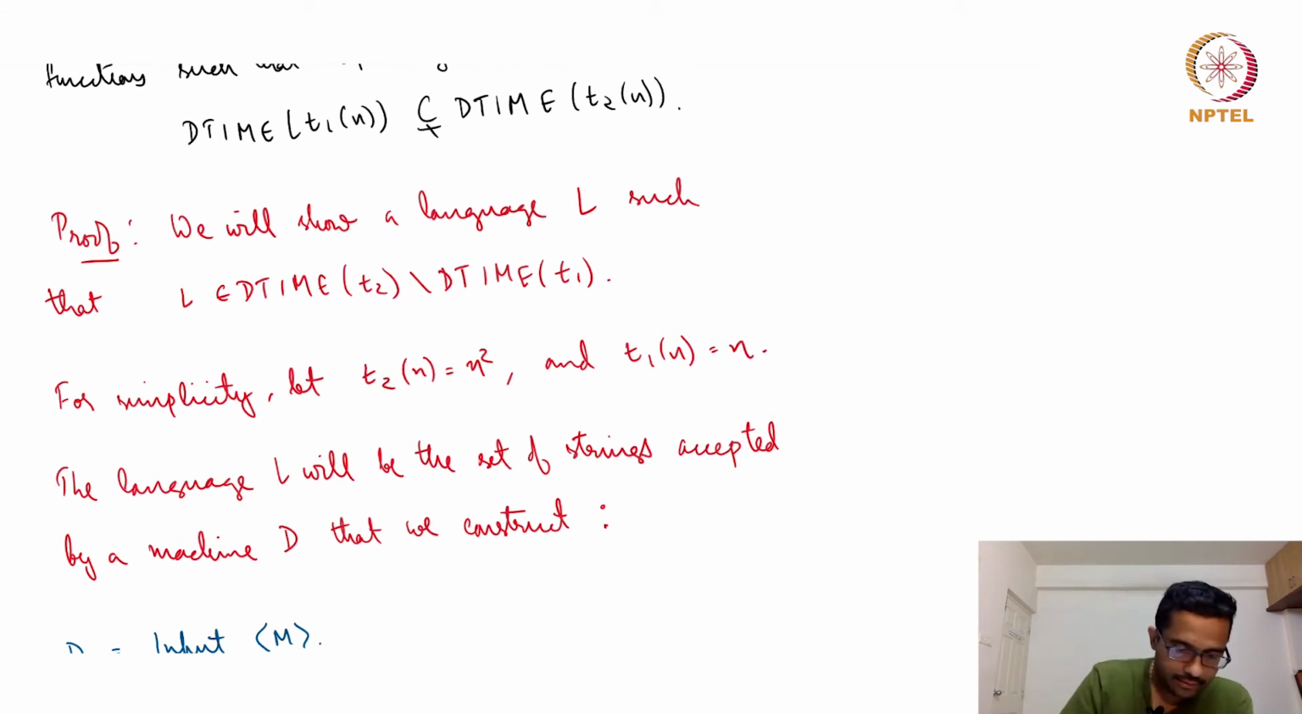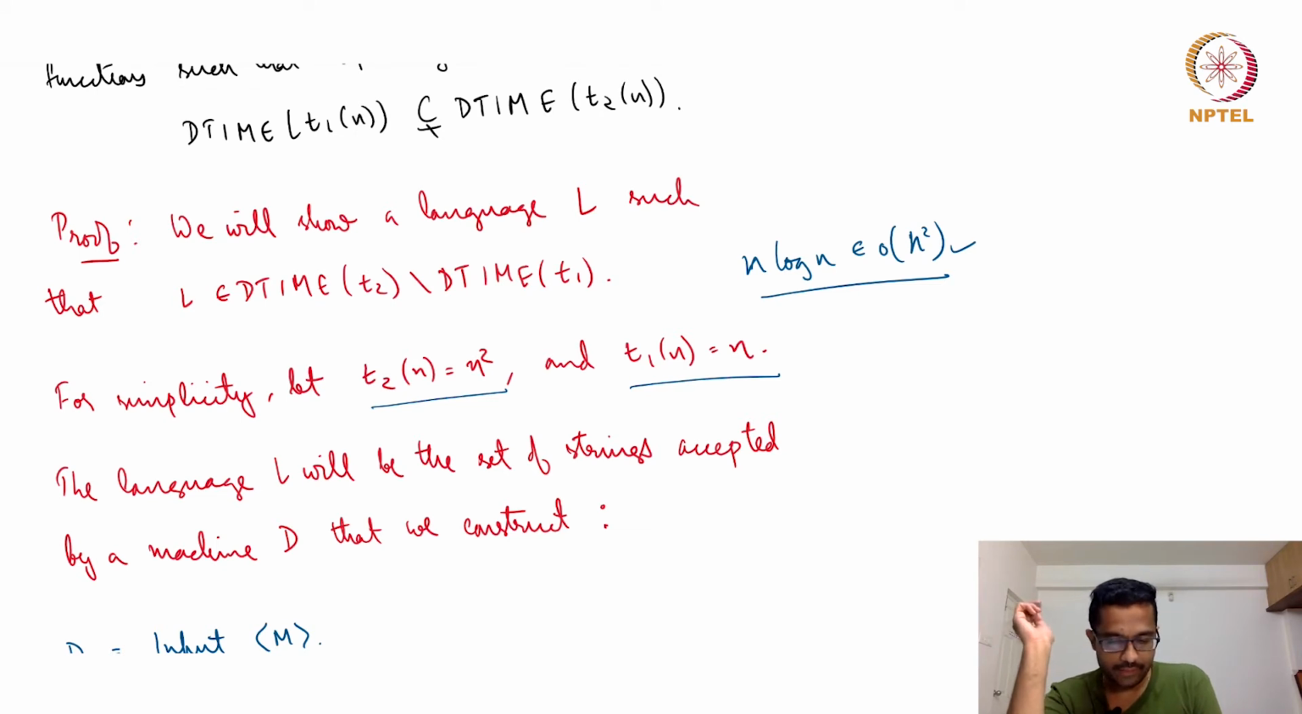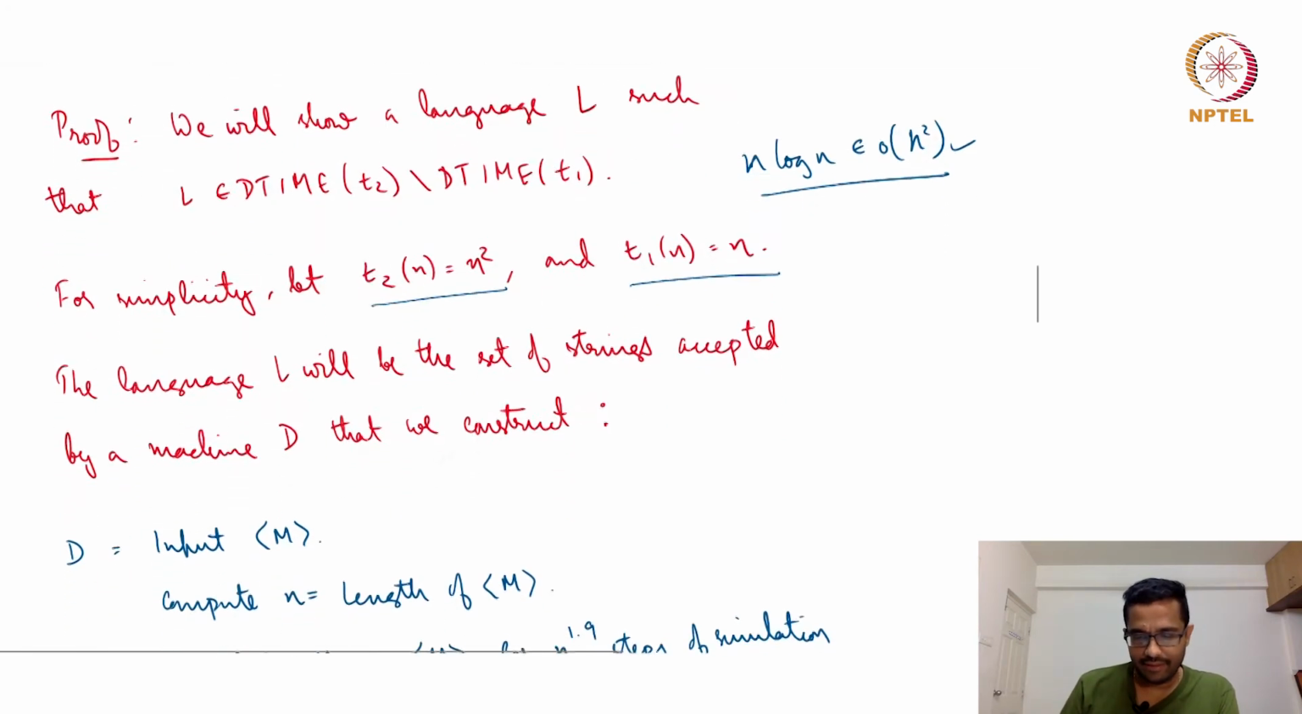And just for the ease of explanation, we will stick to some simple specific functions, because it's simpler to explain. Let's say T2 is n squared and T1 is n, which is fine because n log n is little o of n squared. So this is okay, right? It fits the requirements of the time hierarchy theorem. So we'll show it for this n and n squared, and the proof is exactly the same. It's just that for simplicity, it's easy to explain.